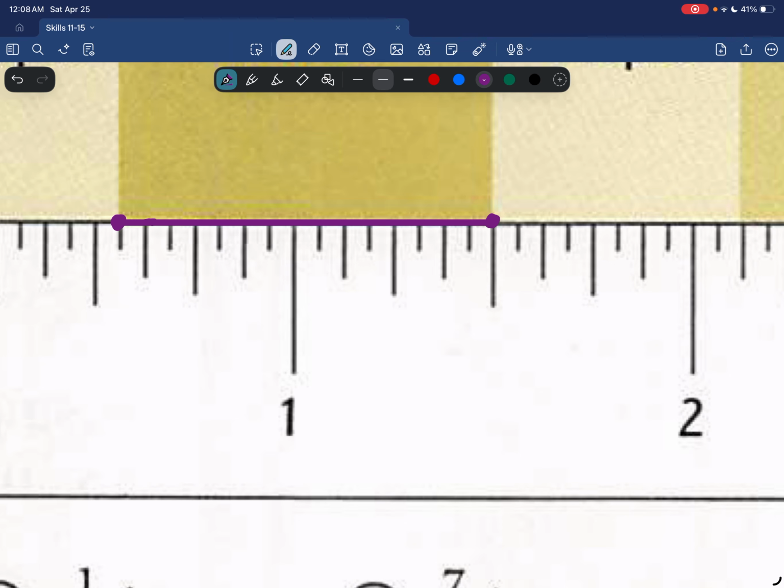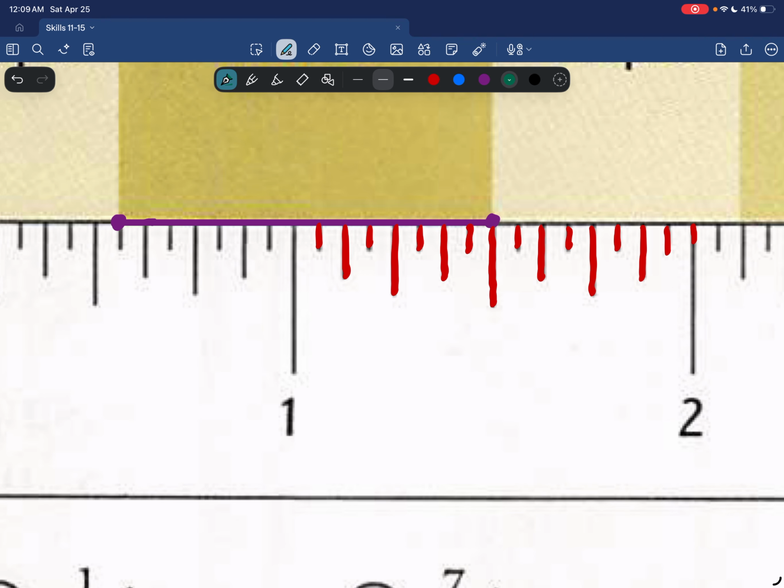And I want to know how many spaces there are in an inch from 1 to 2. So I'm going to count. 1, 2, 3, 4, 5, 6, 7, 8, 9, 10, 11, 12, 13, 14, 15, 16. So this is a 16th ruler. The increments are in 16ths. So I'm going to count now the number of those increments between my dots.